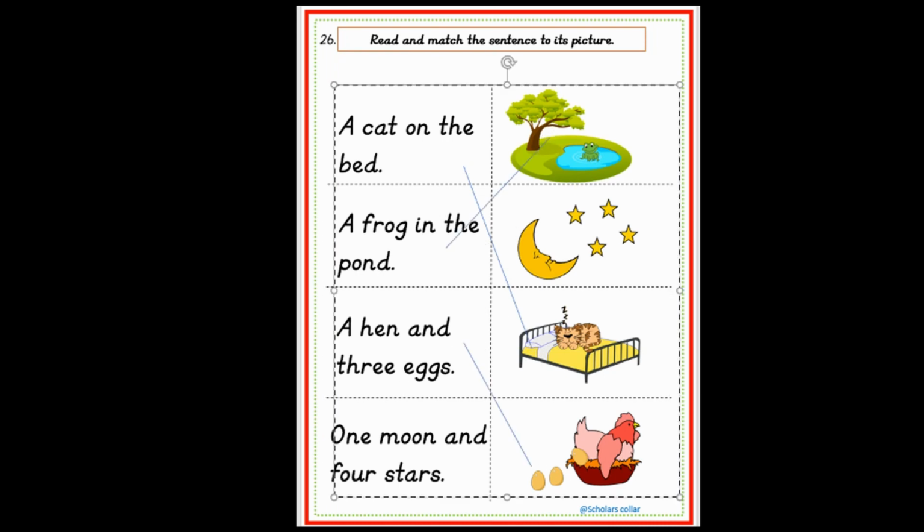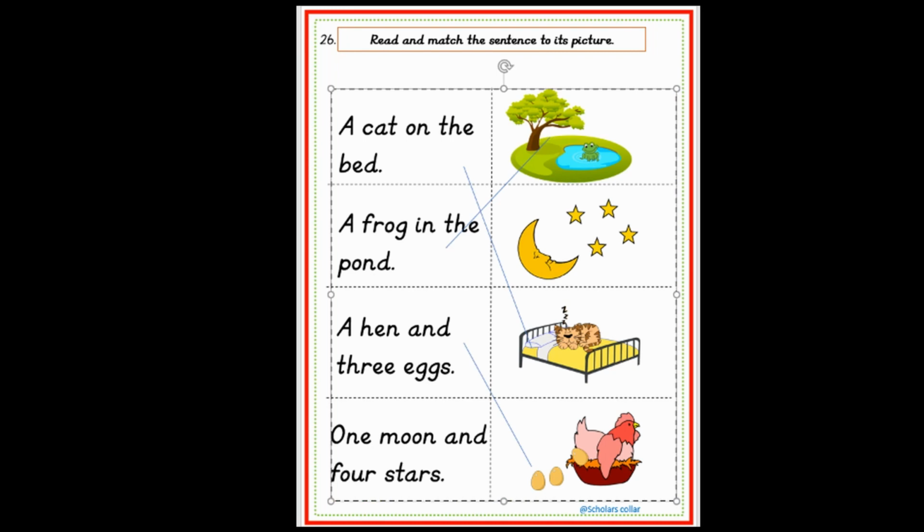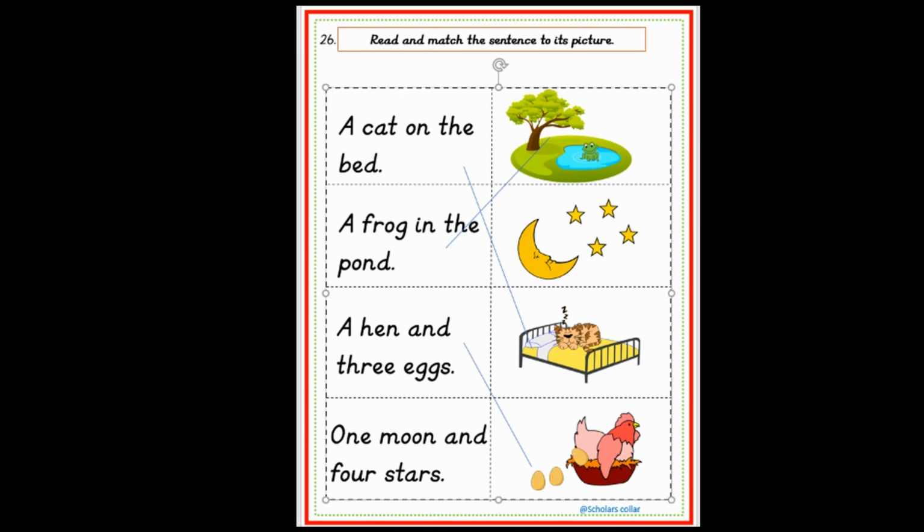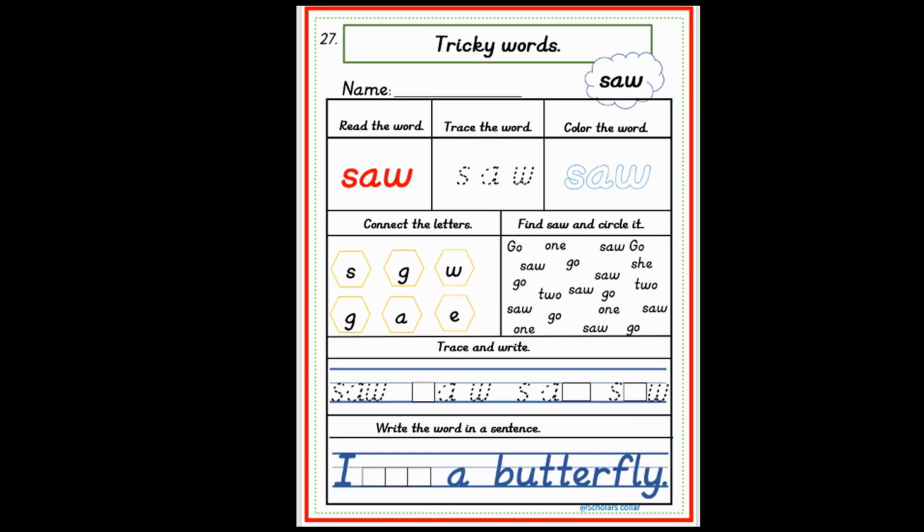It's important that they learn their tricky words with numbers. A hen with 3 eggs and 1 moon and 4 stars. Okay, so they got that. The next one is tricky words. The tricky words that we have in this group are saw, goes, put, and 5.